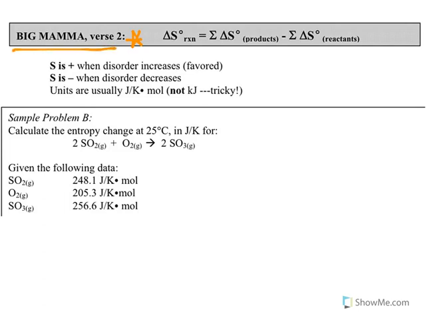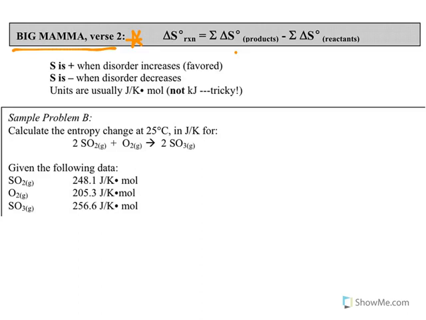Notice it's being called Big Mama verse 2 because the first time we had a Big Mama equation, it was really for delta H. It was the same format here, but we had H in there. So now we're going to be looking at entropy of products minus entropy of reactants. So this should be bringing back some memories.